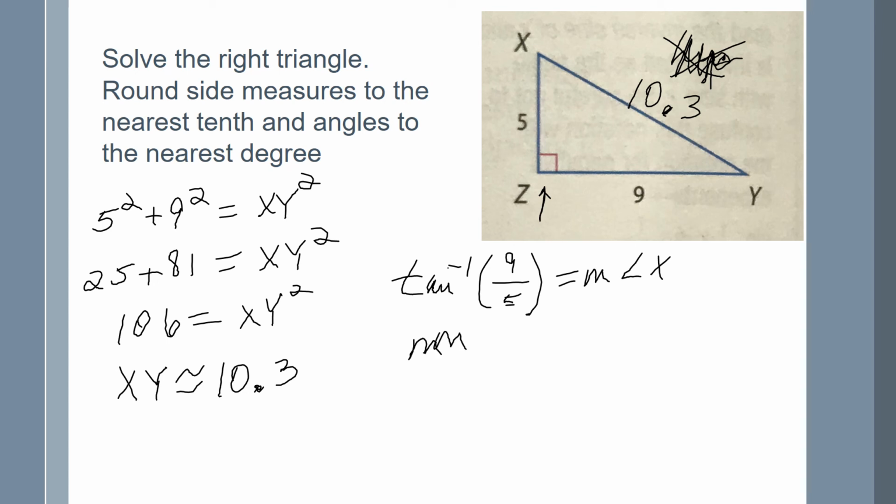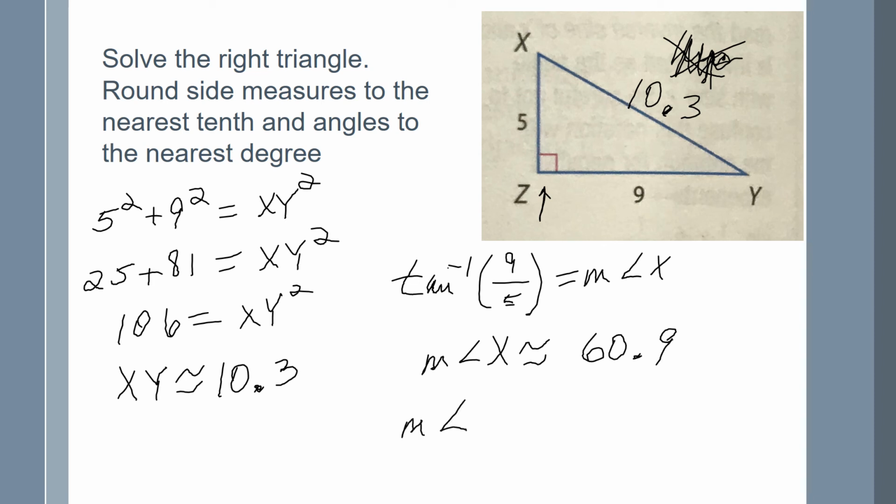Okay, so we have a little temporary glitch there. So I'm going to erase this junk. All right, so the measure of angle x is equal to approximately 60.9 degrees. Okay, well, I don't have to do a bunch of extra work here.